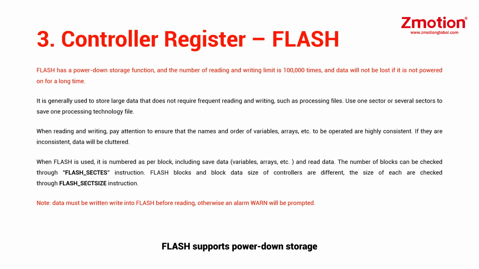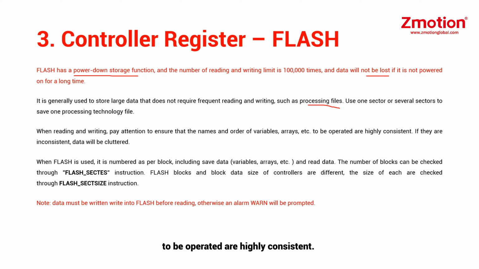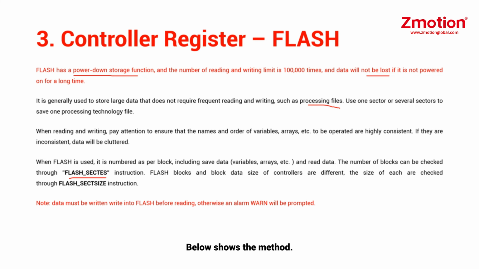Flash supports power down storage. The data will not be lost if it is not powered on for a long time. Therefore, it is generally used to store large data, and data that does not need frequent reading and writing, such as processing files. When reading and writing, ensure that the names and order of variables and arrays to be operated are highly consistent. If they are inconsistent, data will be cluttered. When flash is used, it is numbered per block, and the number of blocks can be checked through the flash sect instruction. Below shows the method.